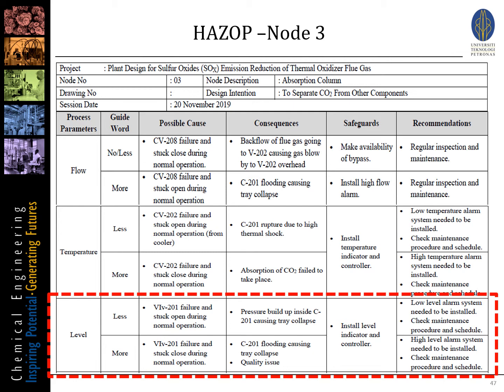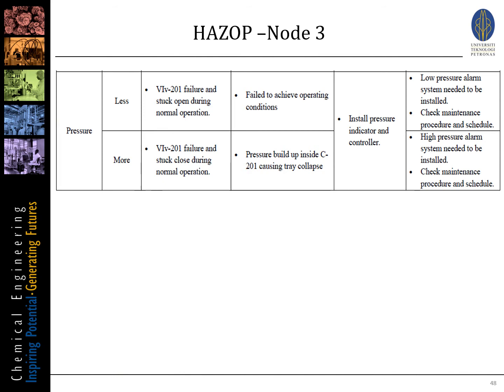So for more level in the absorption column is V201 failure and stuck close during normal operation. This can cause C201 flooding causing tray collapse. It also can cause quality issues. So the recommendation for this is high level alarm system need to be installed and also check maintenance procedure and schedule. For the safeguard for both less and more level for absorption column is install level indicator and controller. This is HAZOP of node 3 for pressure parameter.